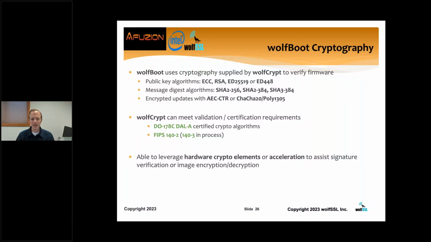Now, wolfCrypt itself can help you meet your validation requirements at the crypto level. So we've taken wolfCrypt through DO-178C up to the DAL-A level, and that's for the crypto primitives. And then we've also FIPS validated wolfCrypt. So we've done two 140-2 certificates. We do currently have a couple 140-3 certificates in the process. And so those can be helpful if you're targeting DoD or government type applications. And so by default, wolfBoot uses wolfCrypt, but we can use hardware crypto elements, platform-specific assembly. You'll see in a few slides how we can take advantage of some of the things that Intel offers on their platforms to help with performance.